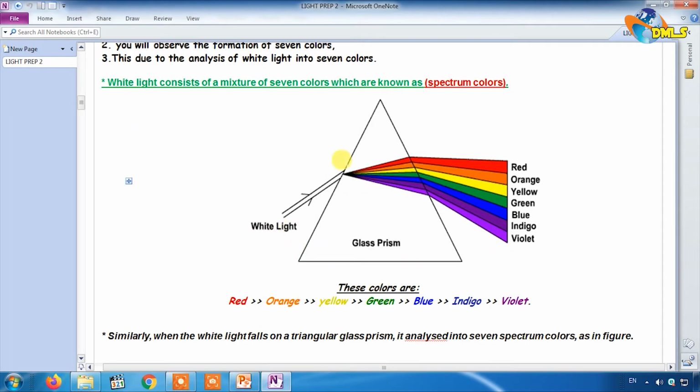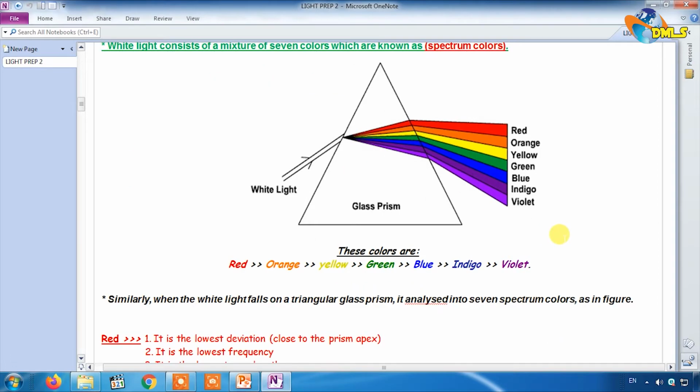White light, when it falls on a glass prism, is analyzed into 7 colors, like you see here, from the apex of the prism to the base. From the apex of the prism, it is red, orange, yellow, green, blue, indigo, and finally violet. So the 7 colors, or the spectrum colors, go from the apex of the prism to the base, from red to violet.